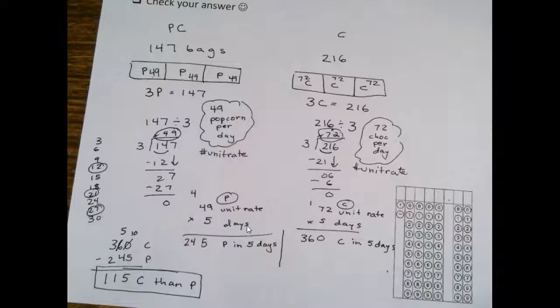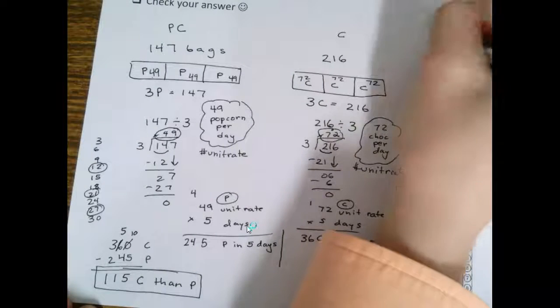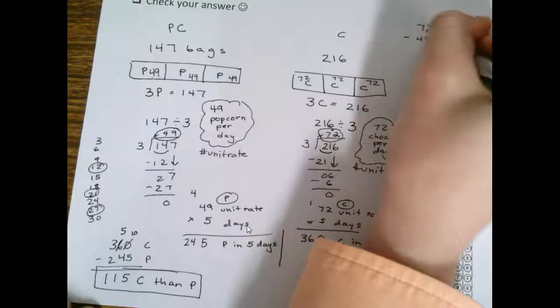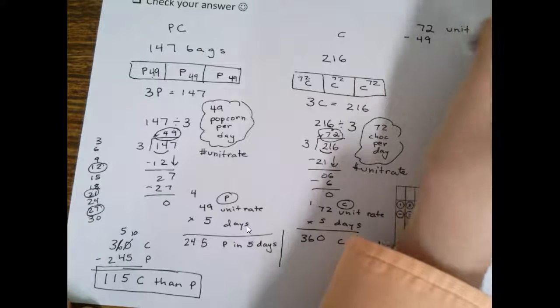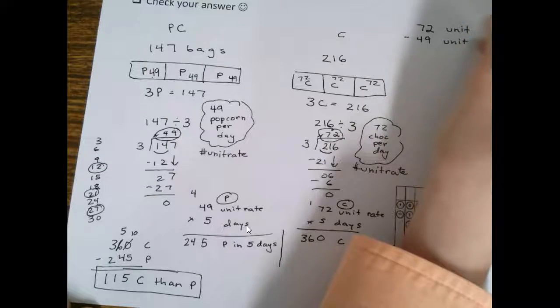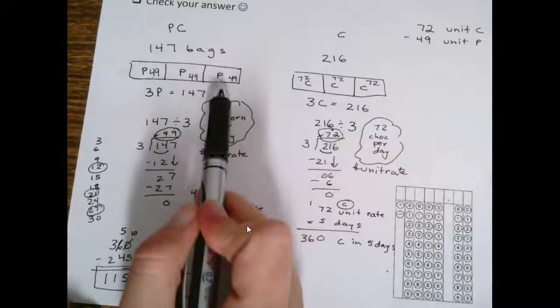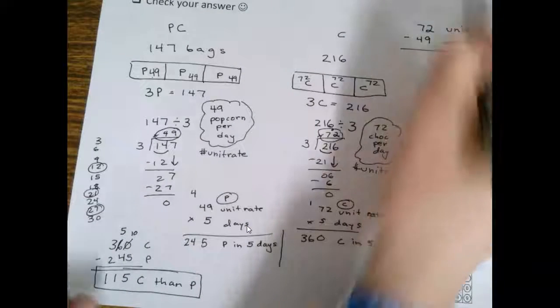Now let's see if I can show it another way just to make sure we got it. So what I did was I figured out our unit rate, which for the popcorn was 49 bags per day, and the chocolate was 72 chocolates per day. I then times those each by 5 to figure out 5 days, and then compare those two amounts. Clearly, chocolate has more than our popcorn. I could also go back to my original numbers and do 72 minus 49. This is my chocolate unit rate, and this is my popcorn unit rate. Let me subtract those.